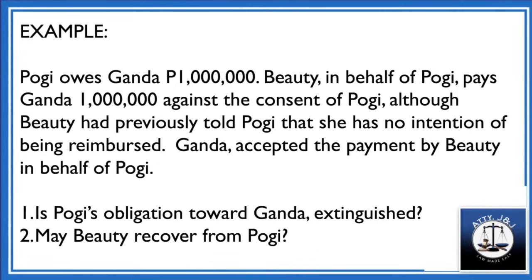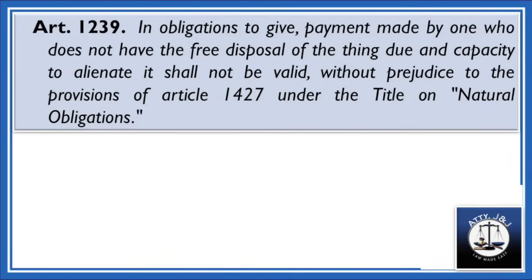Sana nga. Anyway, proceed tayo kay 1239. In an obligation to give, payment made by one who does not have the free disposal of the thing due and capacity to alienate it shall not be valid, without prejudice to the provisions of Article 1427 under the title on natural obligations. So this provision talks about the effect of payment by an incapacitated person.